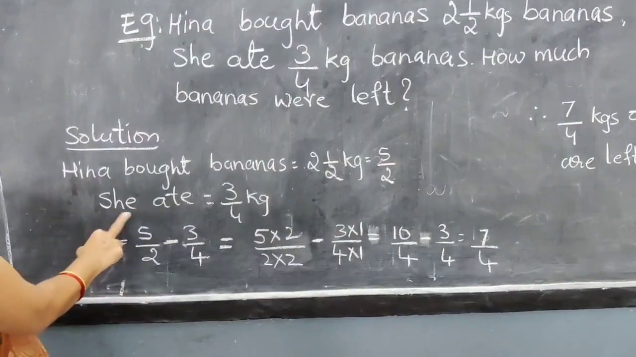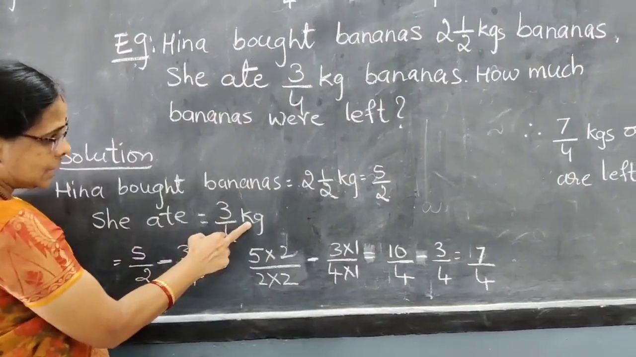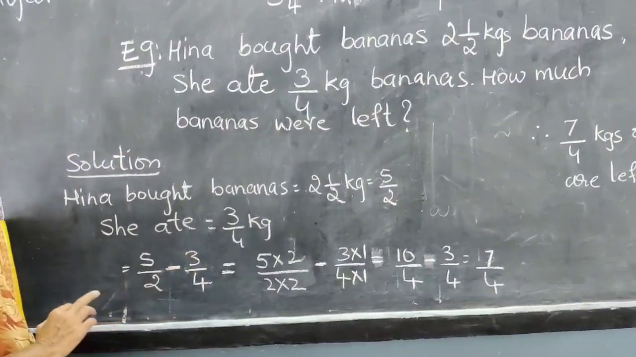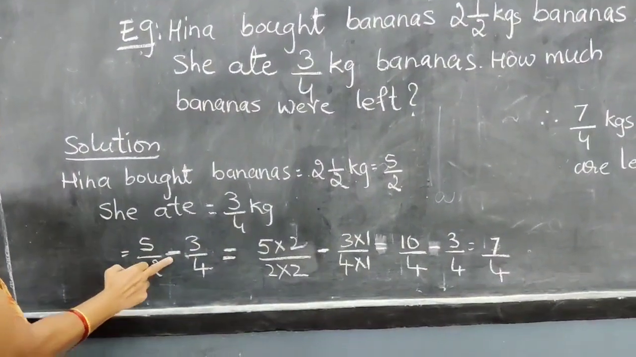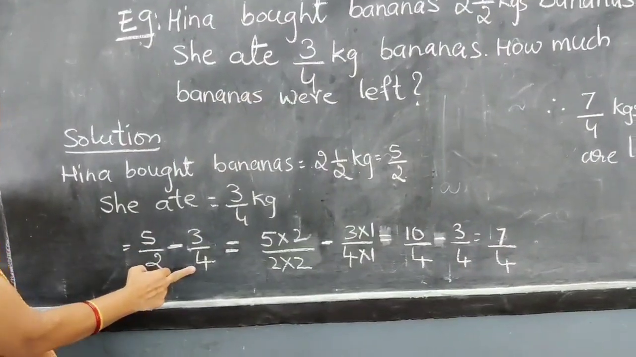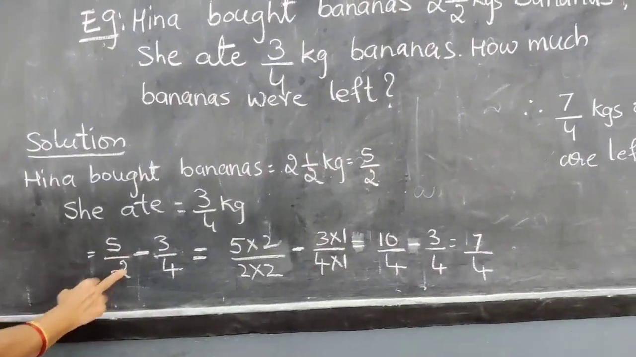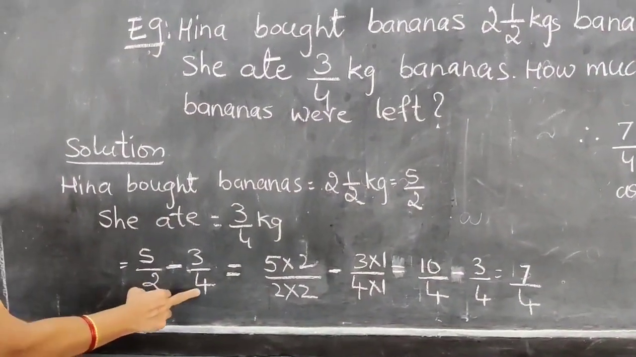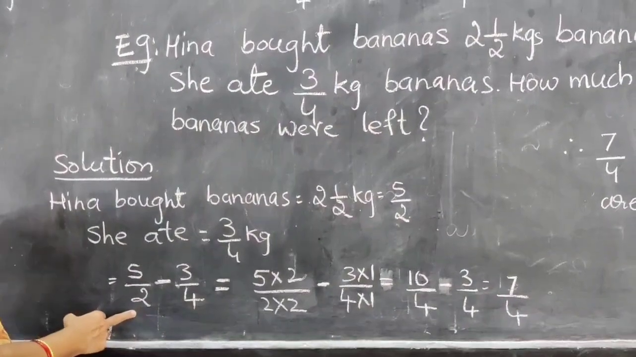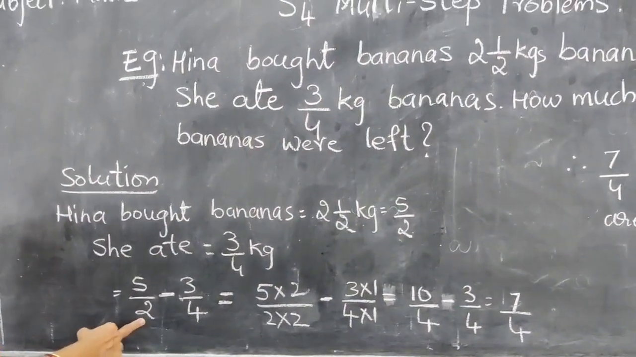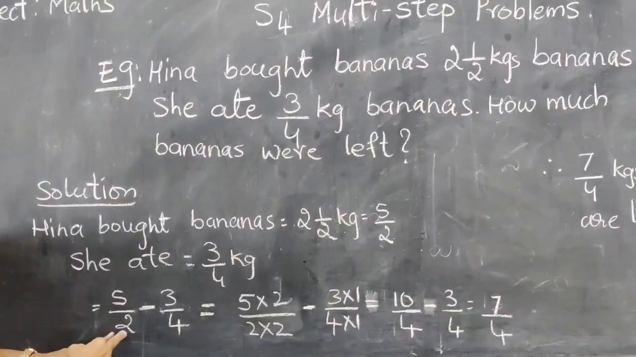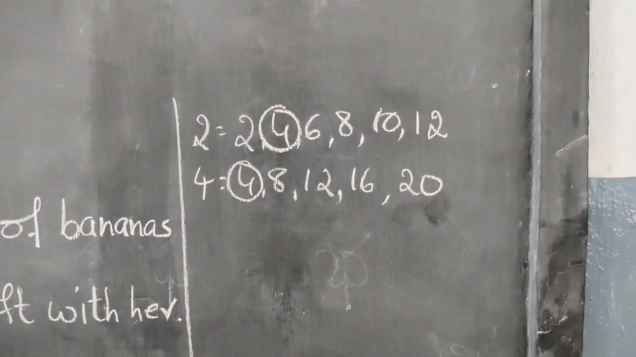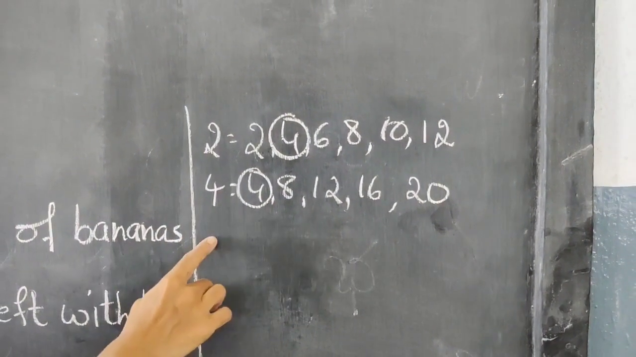Okay. And she ate how much? 3 by 4 kgs. Now 5 by 2 minus 3 by 4, then you get the answer. So this is unlike fraction. 5 by 2 and 3 by 4 is unlike fraction. So for subtracting, we have to make it like fraction. How will you make it like fraction? First you have to write the multiples of 2 and 4. See, these are the multiples of 2 and 4.